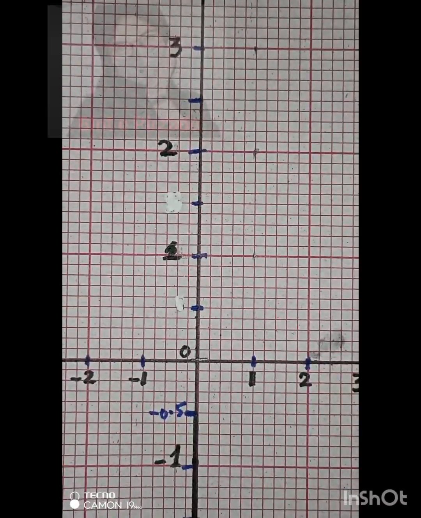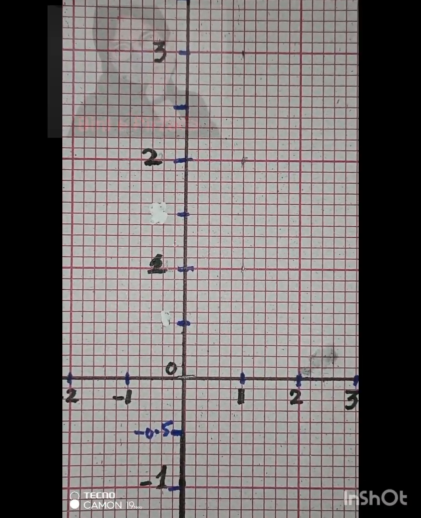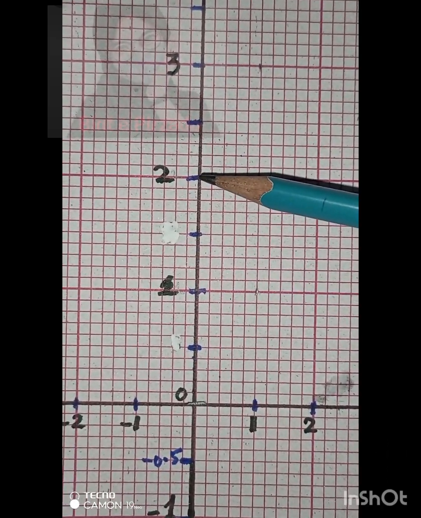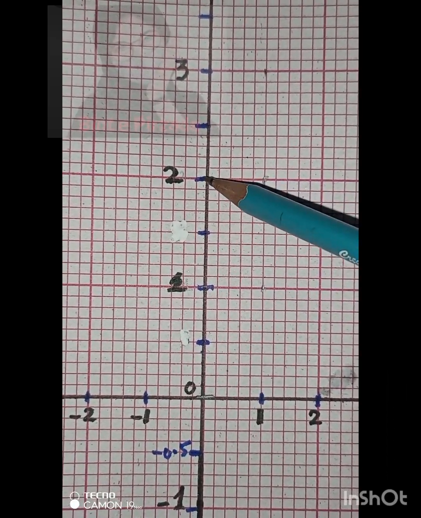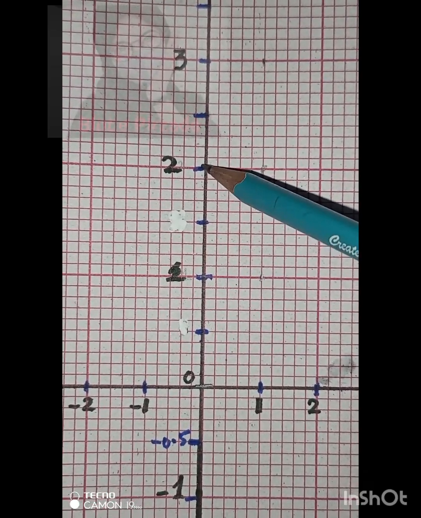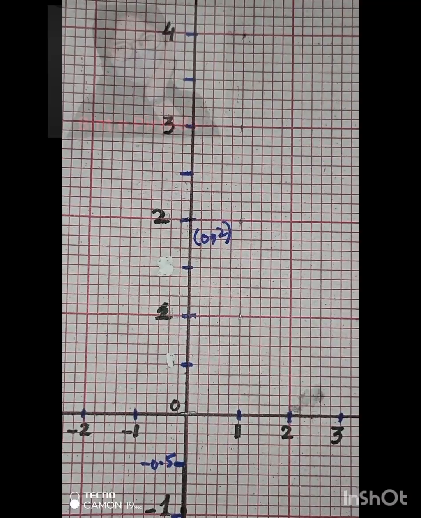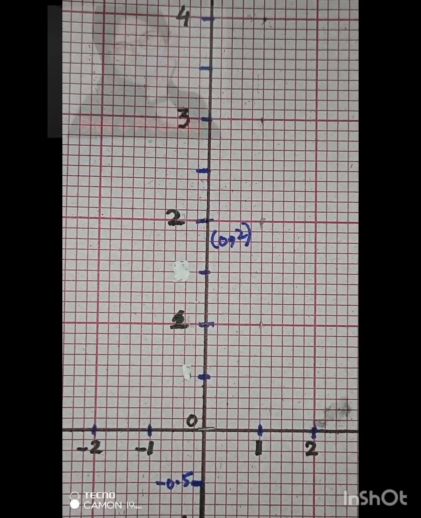Next ordered pair is 0, 2. You can see that x coordinate is 0, so the point is on the y axis. So the next point is 0, 2: x coordinate 0, y coordinate 2, and this point will be on the y axis. So we will write 0, 2 at this point.